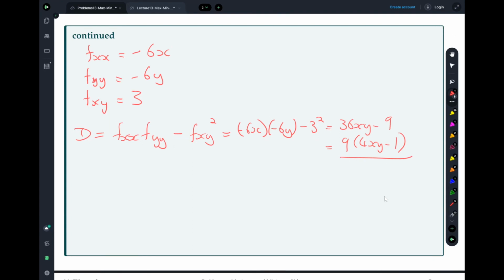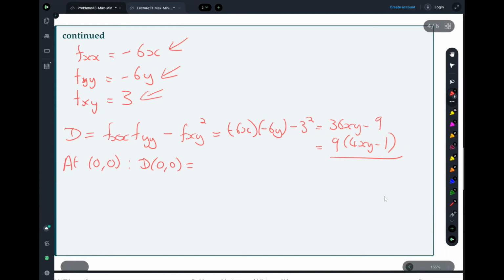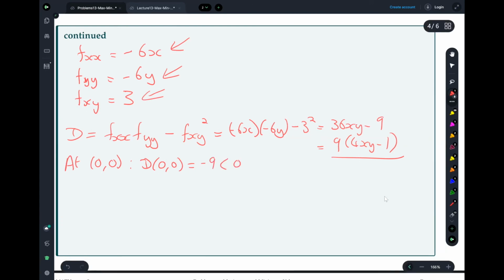So what we do now is substitute in our critical points. At (0, 0), D of (0, 0) is equal to, well, let's see. This here is going to be 0. This here is going to be 0. And then we're subtracting this squared. So I don't actually need to bother working out what the value is. I know that we're setting this term to 0, and then we've got minus something positive squared. So I know that D is going to be negative. In this case, it happens to be minus 9, which is negative.